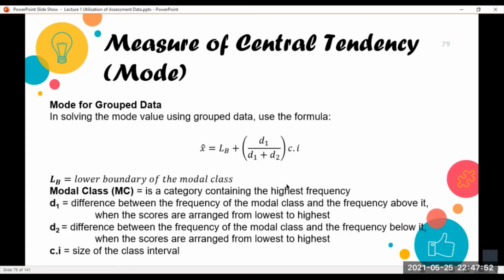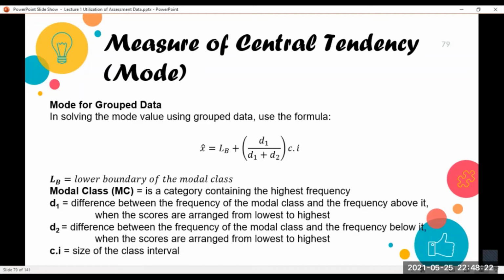And then how to get your D1. D1 daw is the difference between the frequencies. So when we say difference, this is now an output of your subtraction. So we have difference here, or the difference between the frequency of the modal class and then the frequency above it, when the scores are arranged from lowest to highest.